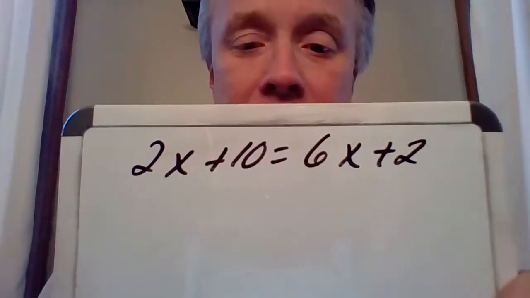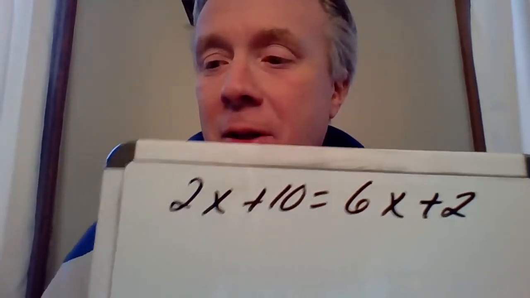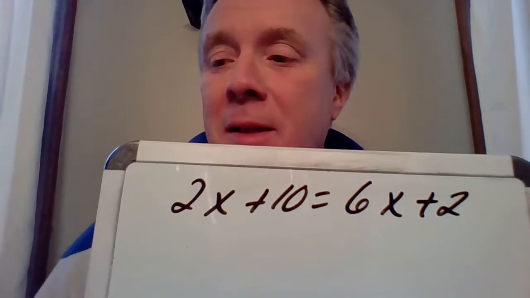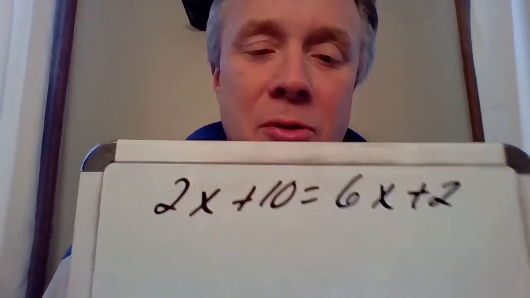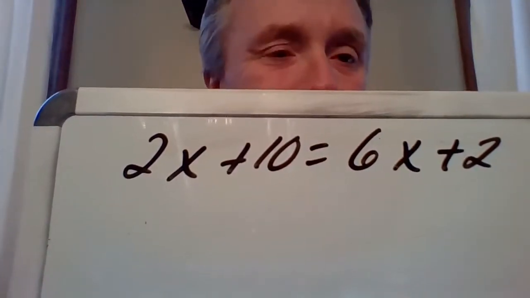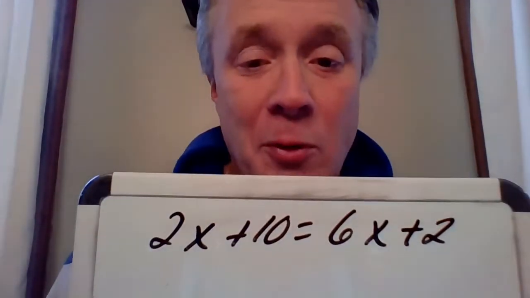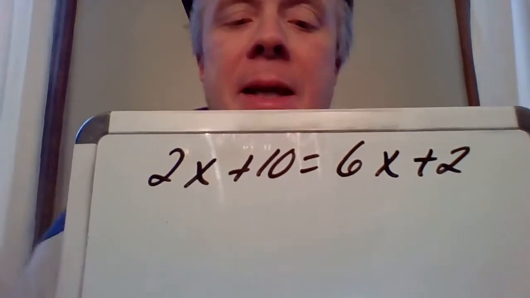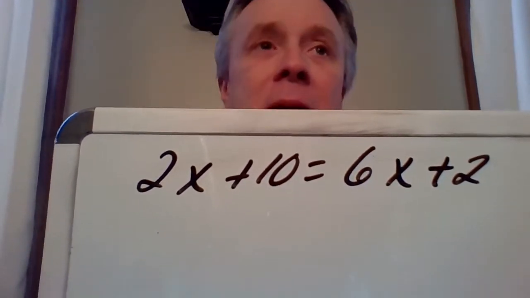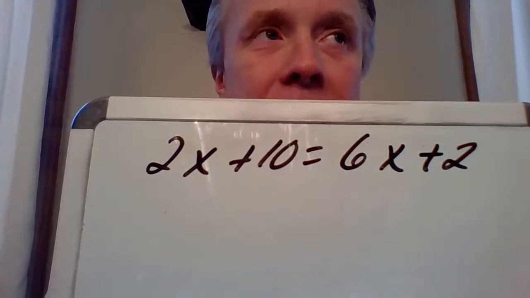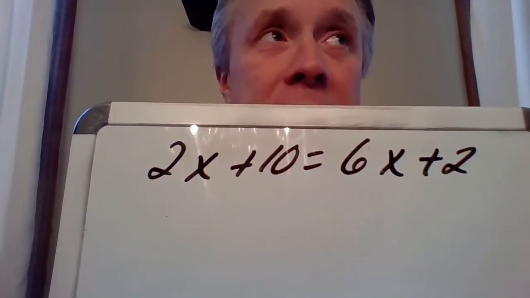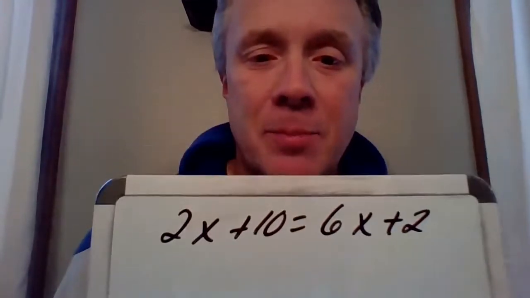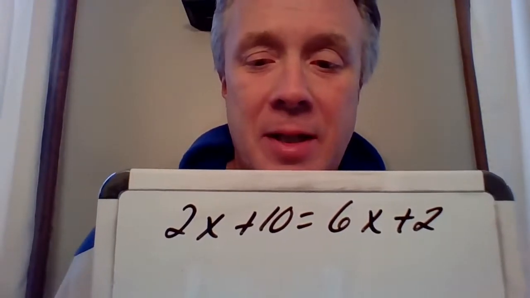Look at this. Yikes. I have 2x plus 10 equals 6x plus 2. I got variables on both sides. But don't worry, we're going to get it done. The objective in this is to get the variable on one side of the equation and the number on the other side of the equation. So how do we move things from one side to the other? Very simple. We just do the opposite of the sign.